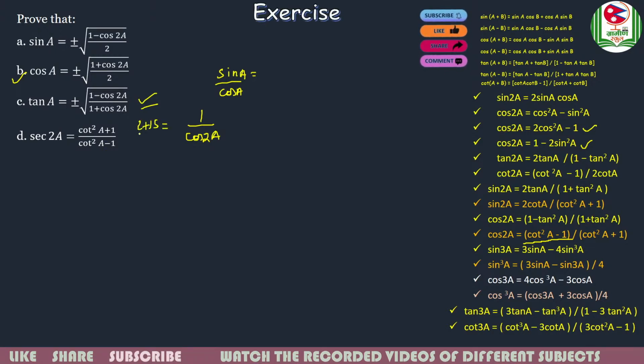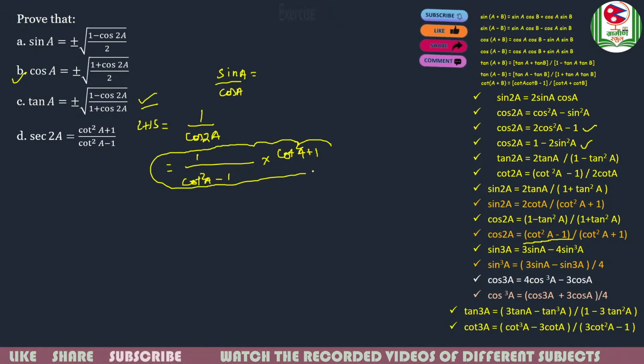LHS equals sec 2A, that is 1 by cos 2A, and we know cos 2A equals cot square A minus 1 upon cot square A plus 1. So we have proved this using this relation, that is cos 2A equals cot square A minus 1 upon cot square A plus 1. So we have proved this RHS.